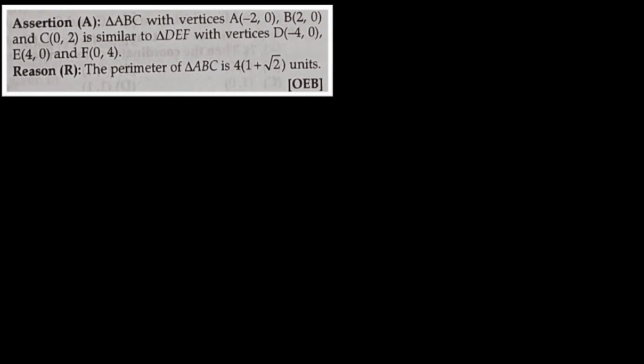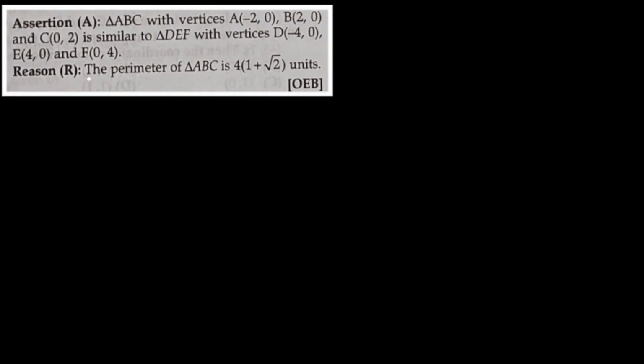This is question number 3 of assertion and reason. They have given us triangle ABC with vertices A, B, C, similar to triangle DEF with vertices D, E and F. So how to find now similarity? It's a point in the triangle where all medians intersect. Yes, it's correct.